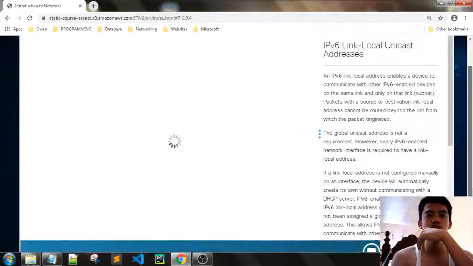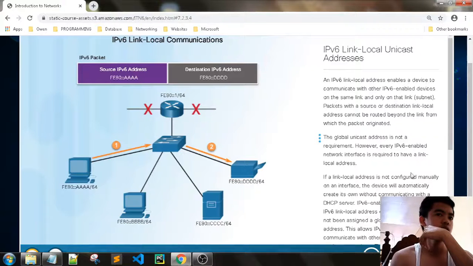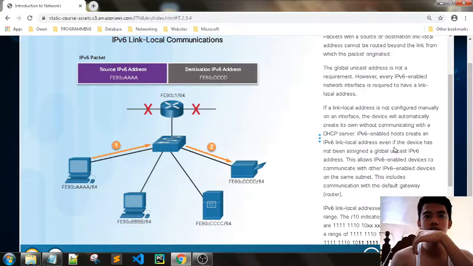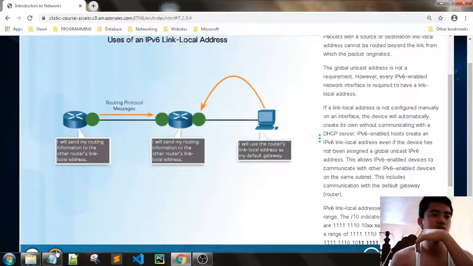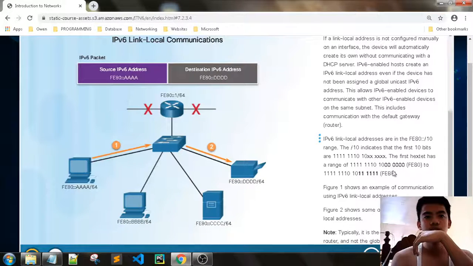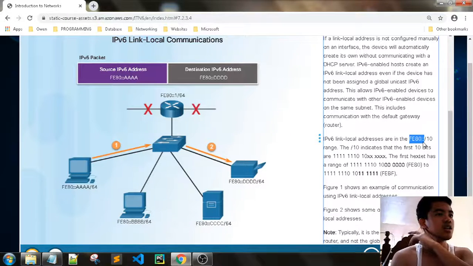V6 link local unicast address. These are the addresses used for communicating with devices on the same link and only on that link, so they cannot be routed. They can be dynamically configured or manually configured. They are in this range, commonly starting with FE80, in hexadecimal.